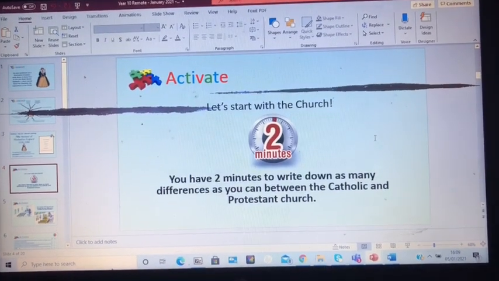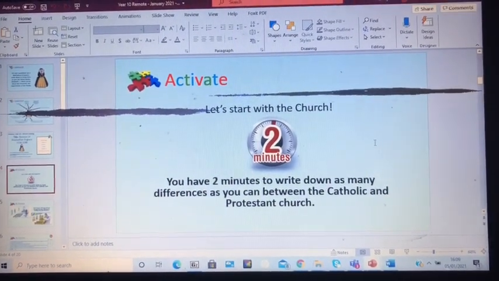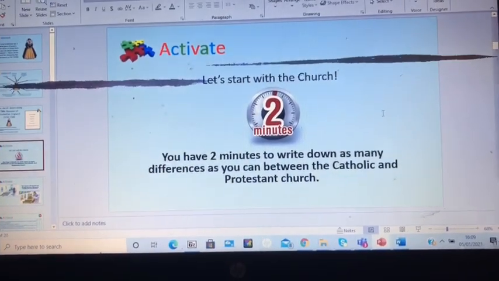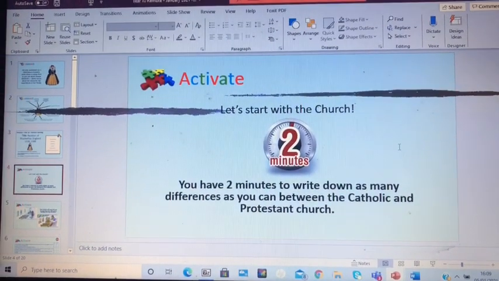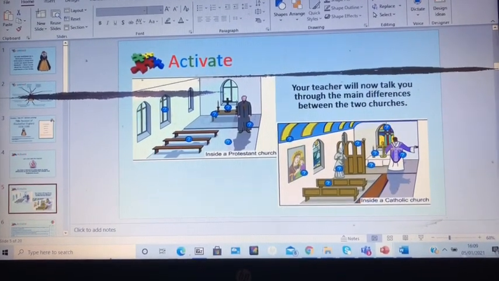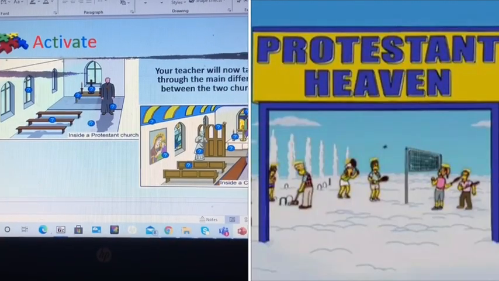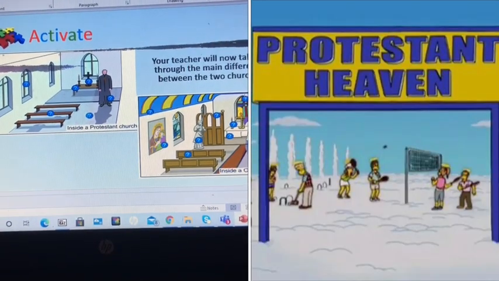Okay, for your Activate, you've got 2 minutes to write down as many differences as you can between the Catholic and the Protestant Church. On the next slide here, you can see the differences of inside a church, or what they used to look like. You see the Protestant one's quite plain, the Catholic one's a bit more jazzy, a bit more colourful.